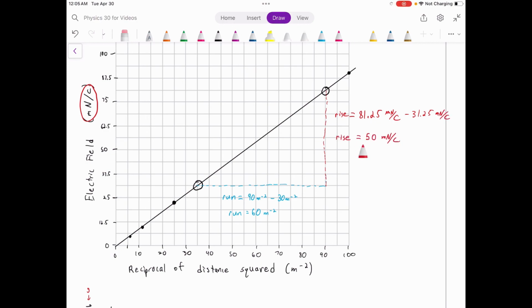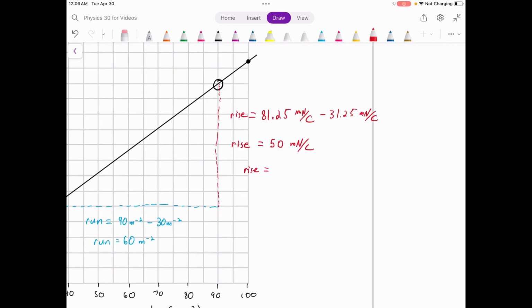So we get that the rise is 50 millinewtons per coulomb. And before I forget, I'm just going to go ahead and say, okay, 50 millinewtons, remember, milli from the back of your formula sheet just means 1/1000th, right? Or 50 times 10 to the minus 3 newtons per coulomb. Okay, so we did it. We've got our rise, we've got our run.